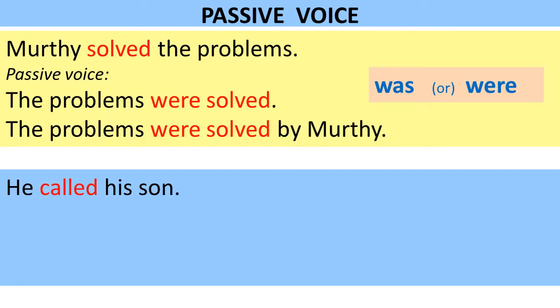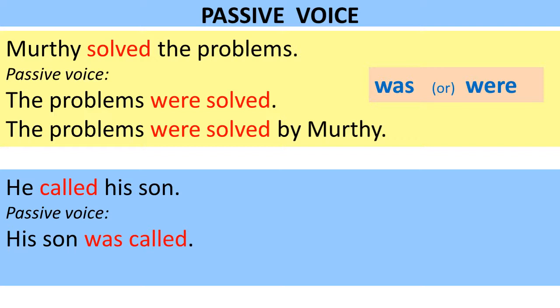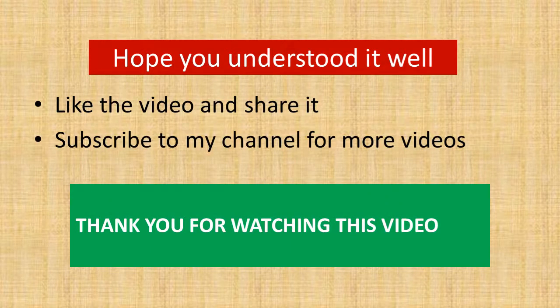Here let us see another example. He called his son, and the passive form of this sentence: His son was called, and his son was called by him. Here you see he changed as him when it comes in the place of object. In the previous sentence we have seen that him changed as he. I hope you understood it very well. Now you can write the sentences in passive voice very easily. We have learnt only one model of sentences writing in passive voice. In coming videos, I will tell you more about passive voice sentences.